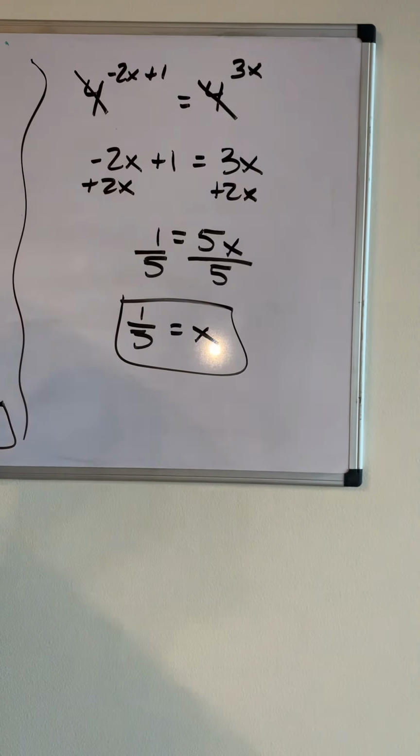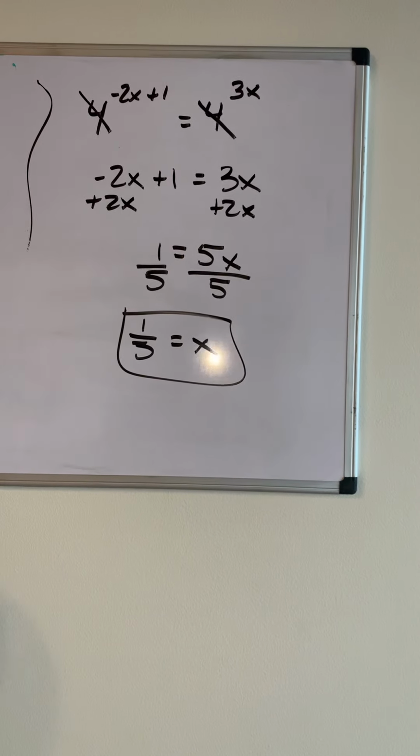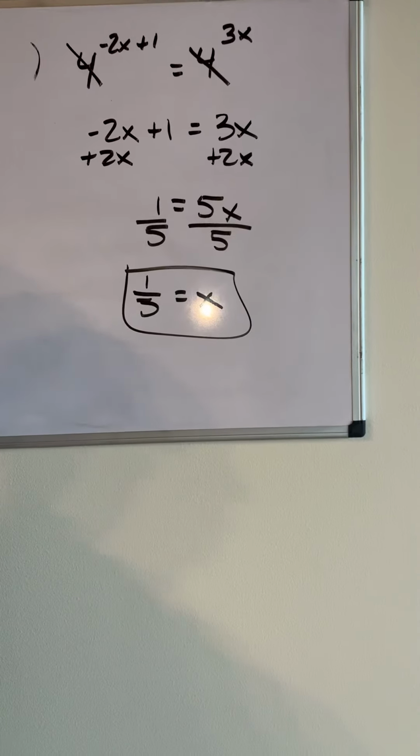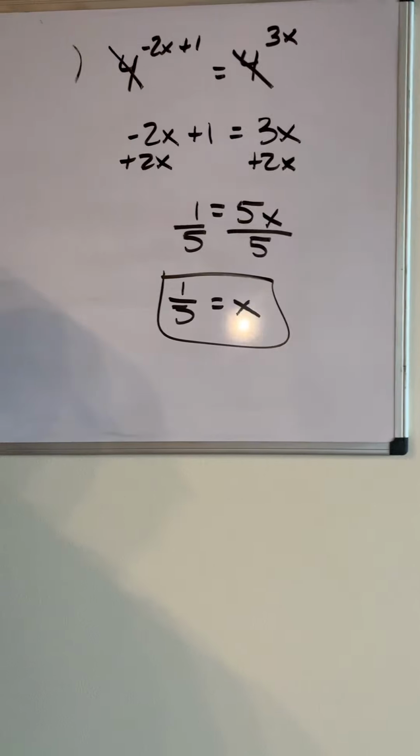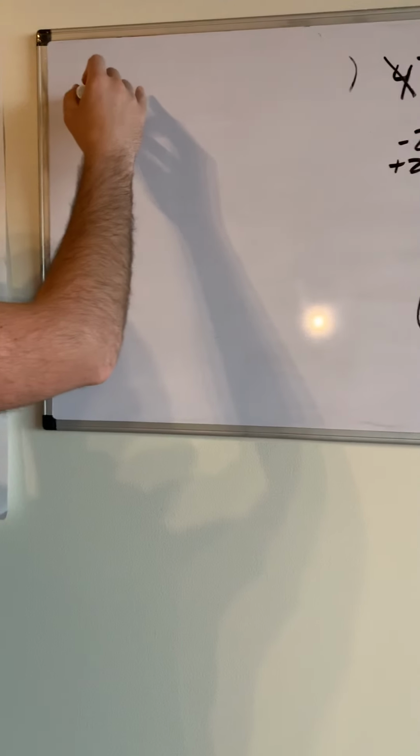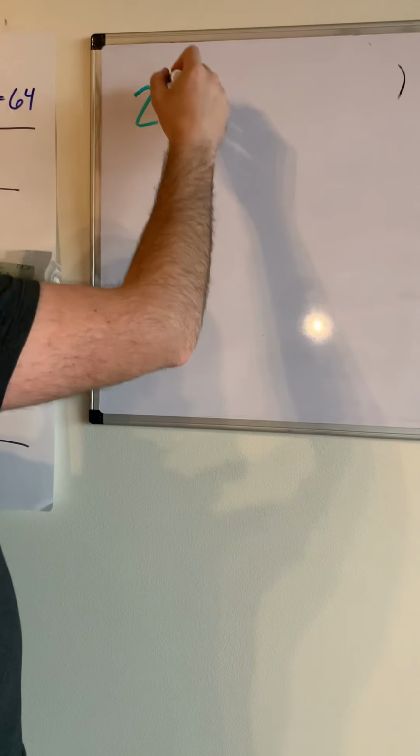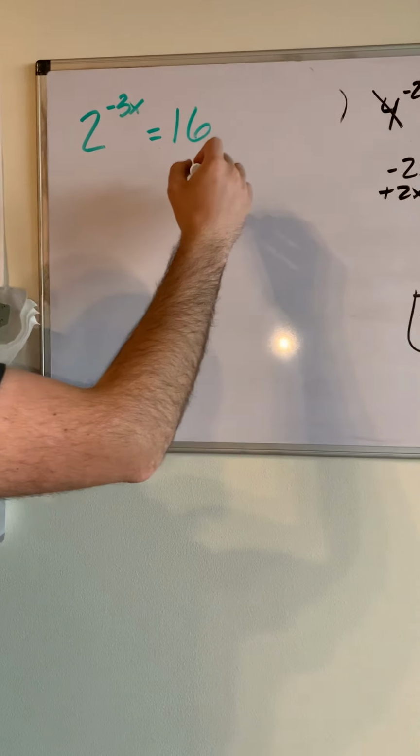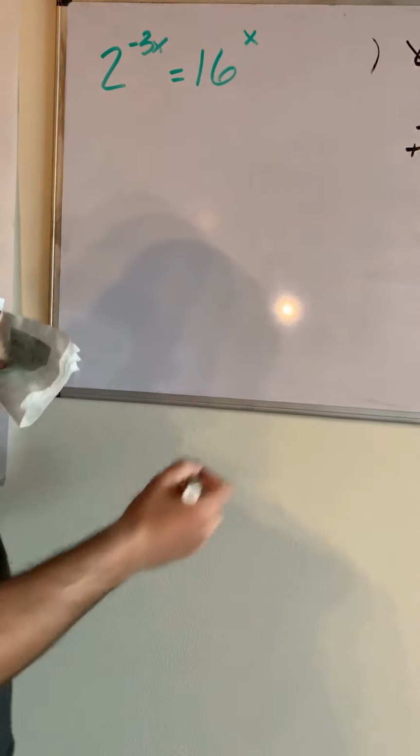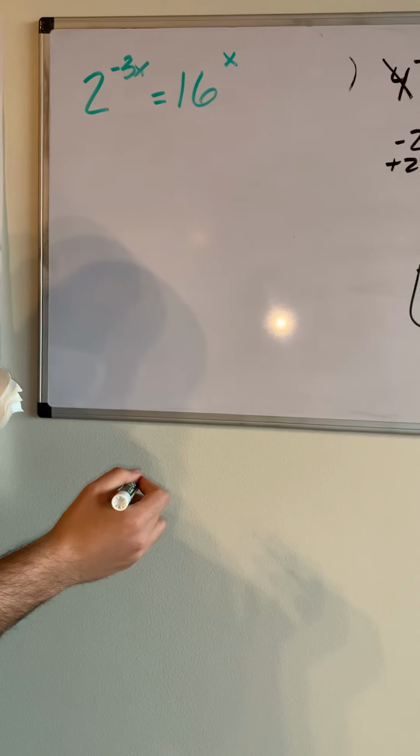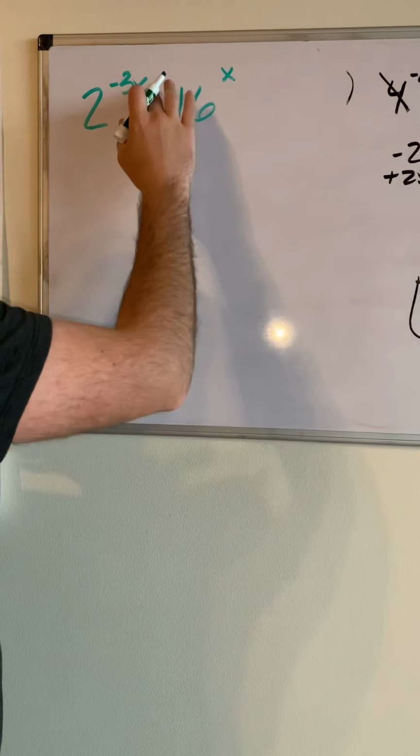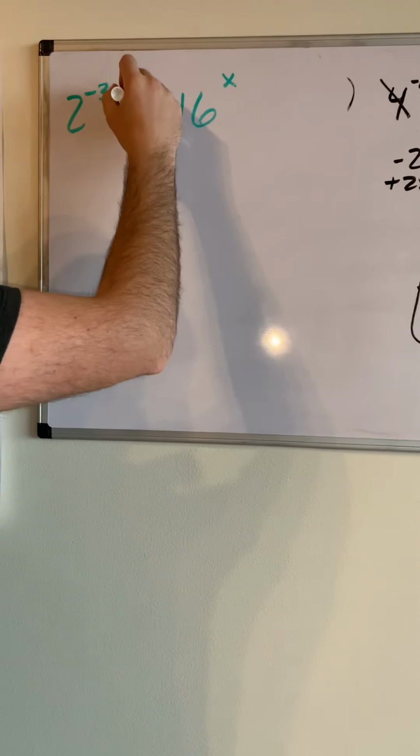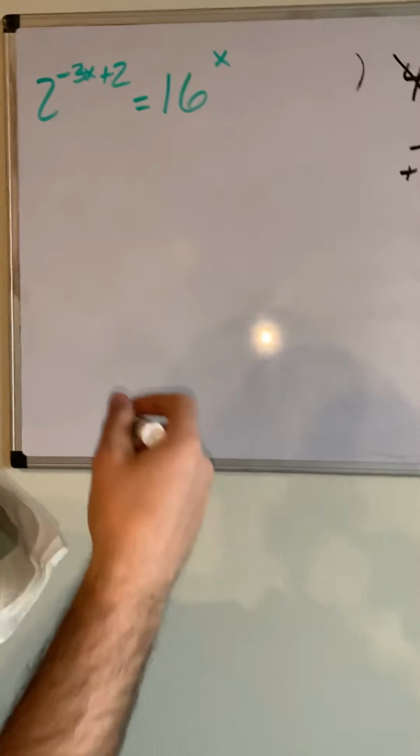All right, and then very last example that I have over here is this one. I have 2 to the negative 3x plus 2 equals 16 to the x.